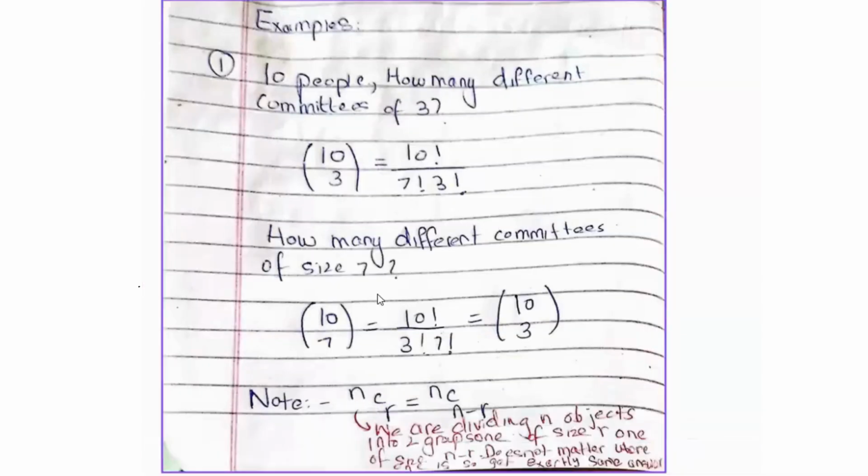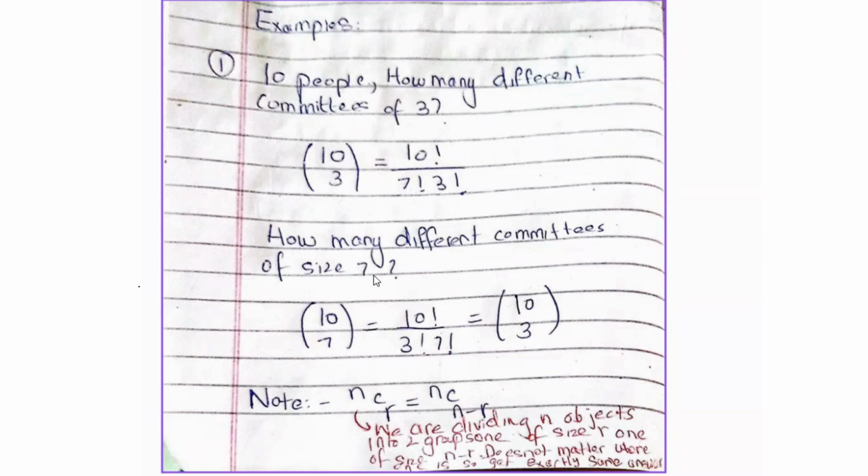Let's look at a couple of examples. The first example is we have 10 people. We want to figure out how many different committees of 3 we can form. So out of 10 people, we want to see how many different ways we can select 3 people. Here we can use nCr. This is 10 choose 3, which in terms of factorials is 10 factorial divided by (10 minus 3), which is 7 factorial into 3 factorial.